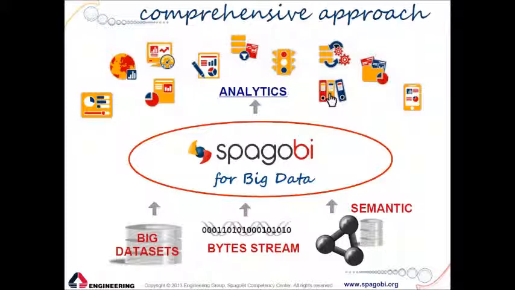So as you see here, SpagoBI can interact towards different kinds of data sources such as big data sets, streams of bytes, and then semantic data. And it can produce different kinds of analytics with different visualizations.